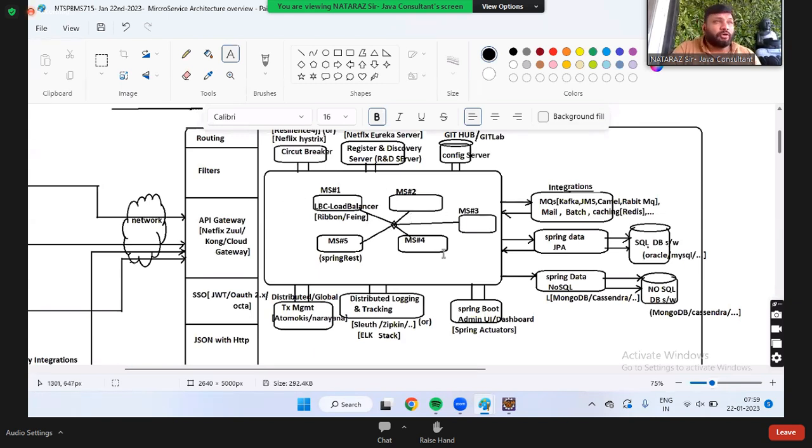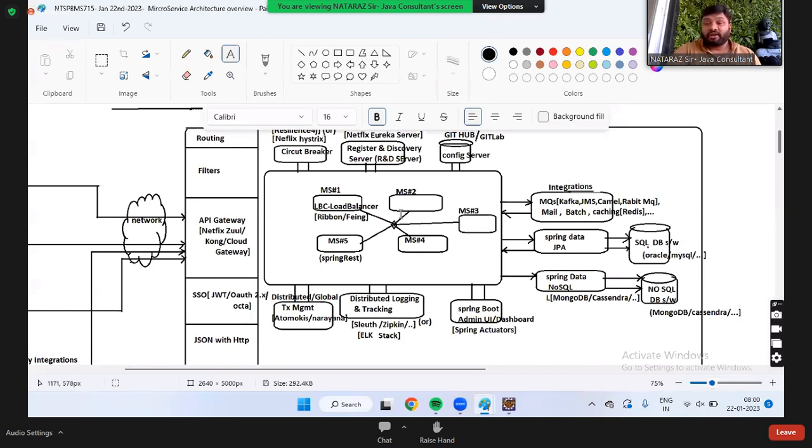Okay, guys. When you want these microservices to communicate, first of all, they need to be registered in a common place called the registry server. They need to be registered in a common place called registry server, right, boss? For that we have to use Netflix Eureka server, boss. Understanding my statement, boss? Super, boss. This is called the R&D server, not research and development. Register and discovery server, boss.